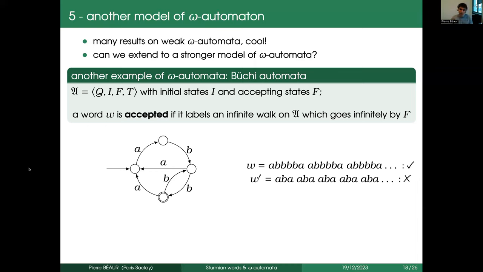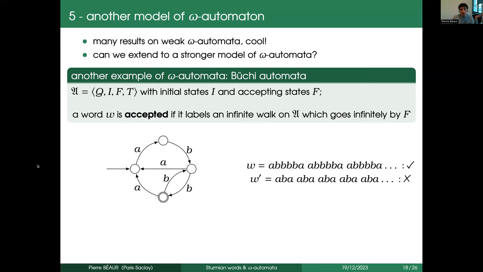Whereas if you take W prime, it starts here and it will do A, B, A, A, B, A, A, B, A, A, B, A, A, B, A, and it will just stay in the upper cycle. So it will not even cross the accepting states, or to say the least, it will not cross it infinitely. So W prime, even though it labels a walk into the automaton, does not label a walk which passes infinitely through the accepting states. So that is the model of Büchi automata.